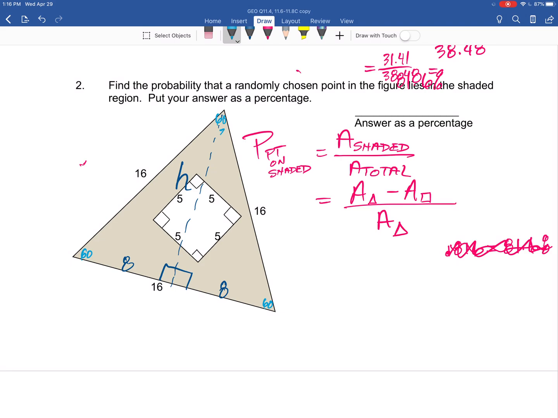The height splits it. Here we go. You could do Pythagorean theorem if you want. To get that h, you could set it up: h squared plus 8 squared equals 16 squared. That's a great way. I'm going to use the 30, 60, 90. I take the short leg, 8, and multiply it by root 3. Here it is. The height is 8 root 3.